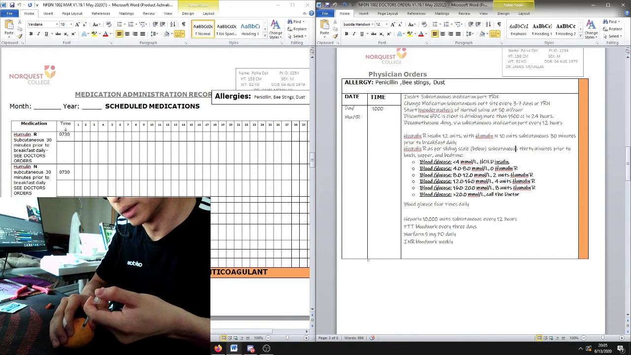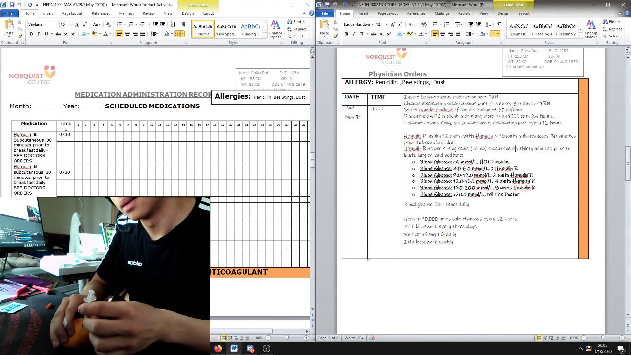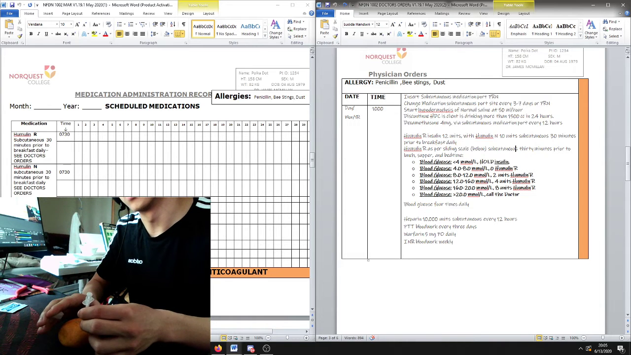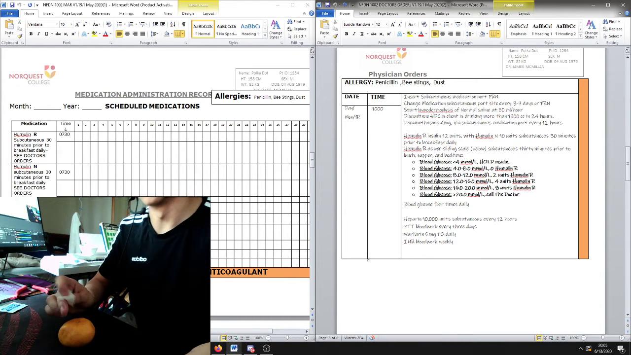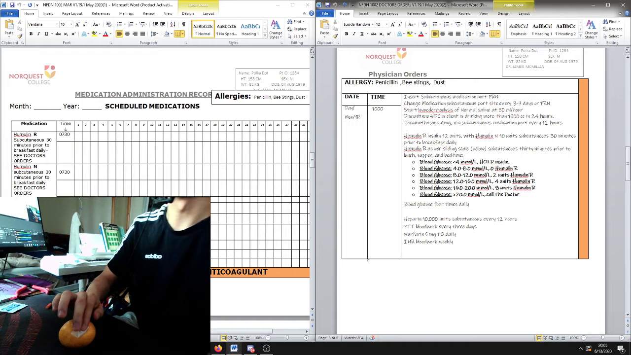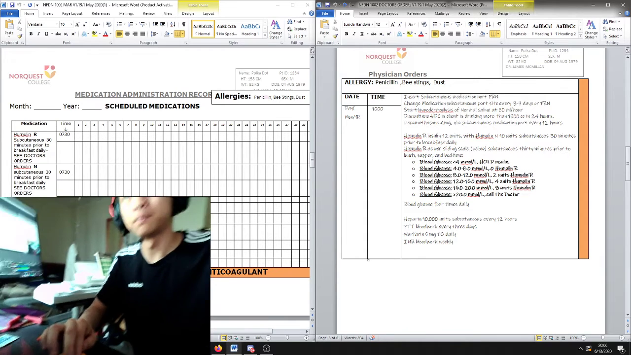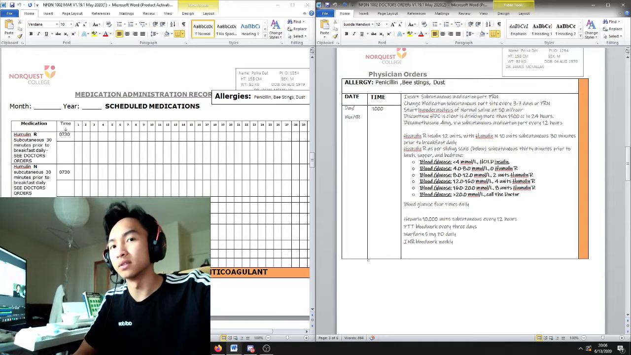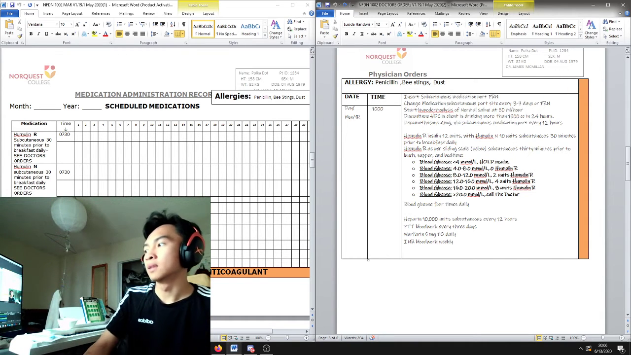And before removing the needle, I'm counting 10 seconds. After doing so, I will release the pinch and pull the needle out and put pressure on the site of administration. And I will dispose of it in the sharps container.